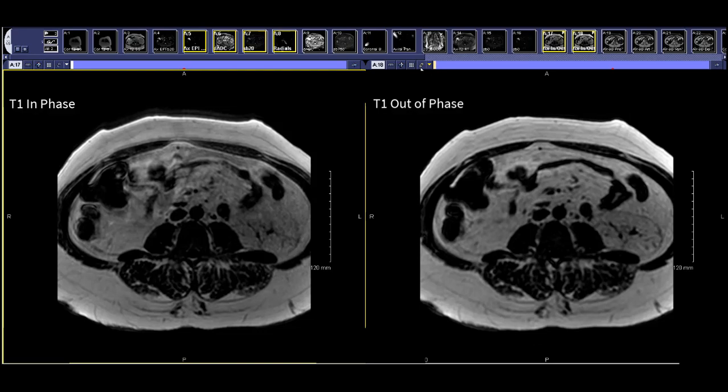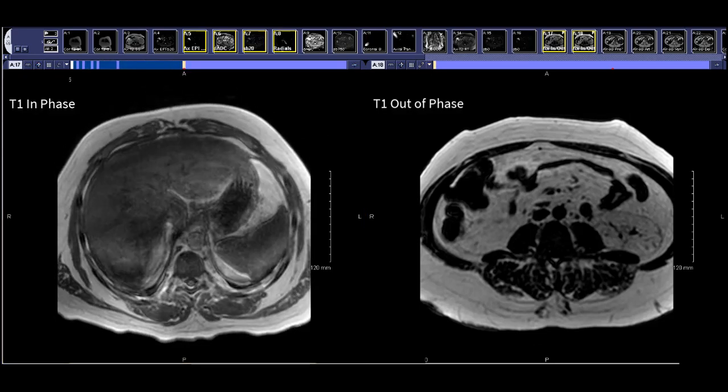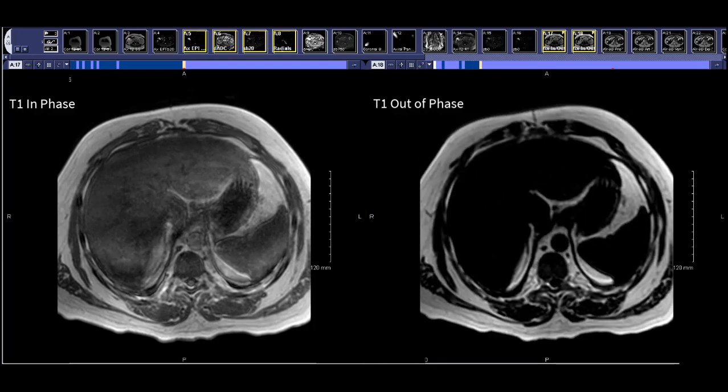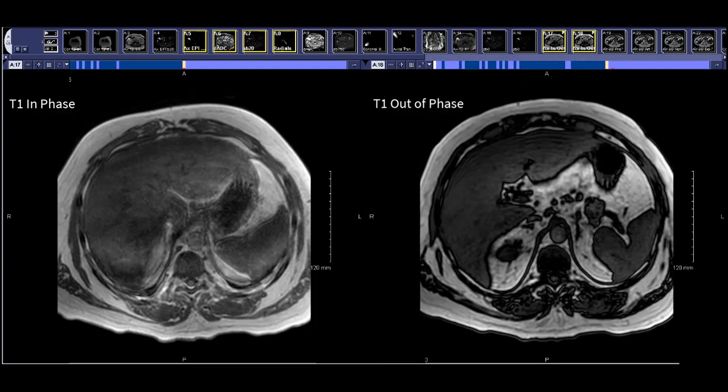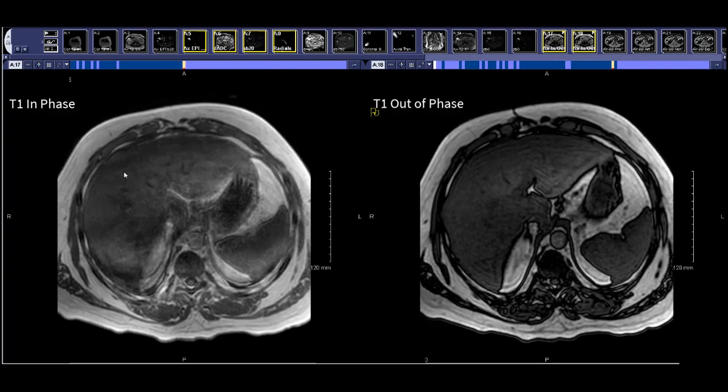Next we do our in and out T1 weighted imaging. So we'll scroll through here to the in phase, and on this side to the out of phase. And mainly we're seeing the liver and spleen. Do they lose any signal on the out of phase, suggesting that they contain microscopic fat? And here the liver does lose signal, so I would say this liver has mild steatosis.